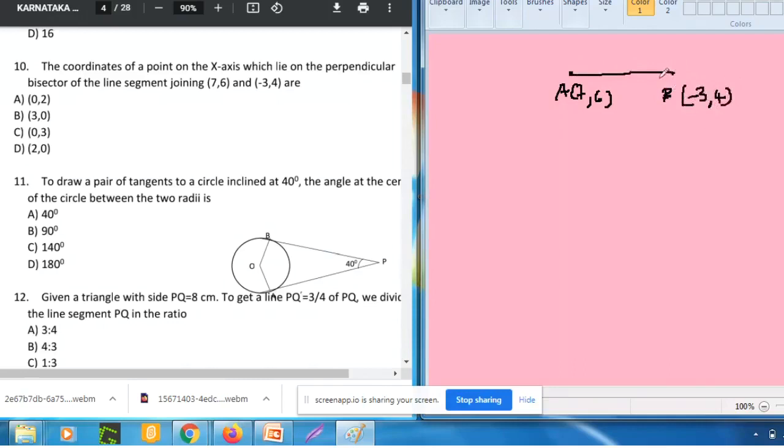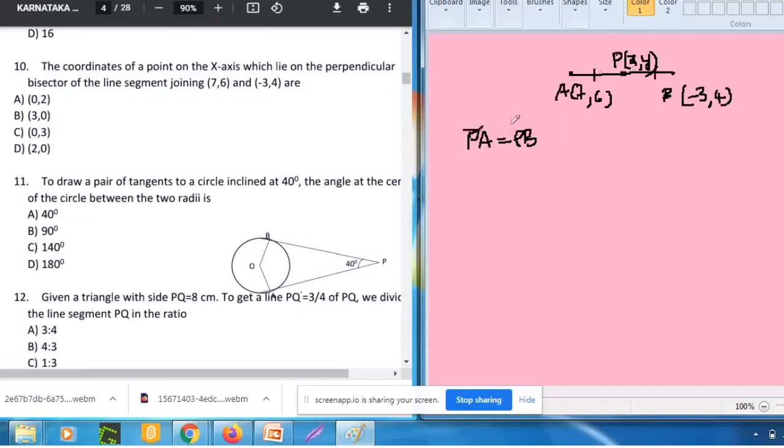So let P x, y be a point on the perpendicular bisector of AB. So we all know that perpendicular bisector means which divides the line exactly in two halves. So P will be the point which divides the line AB exactly in two halves. So based on the condition of the question, I will write PA is equal to PB. The distance between P and A and P and B are equal.